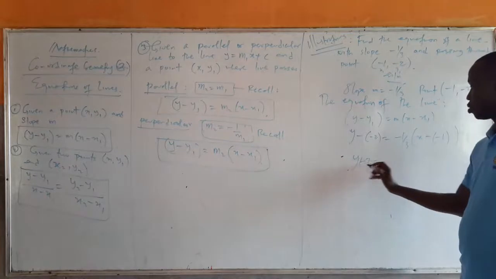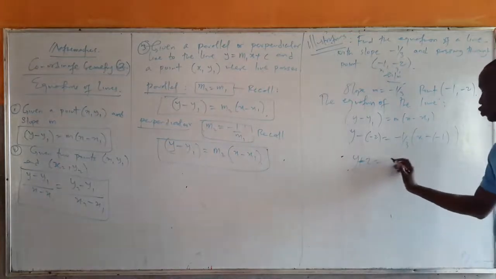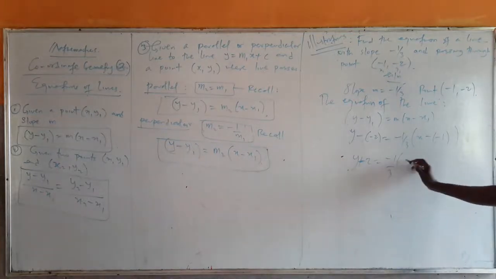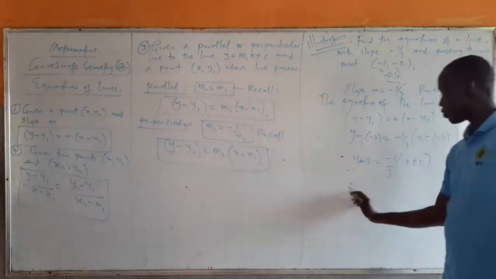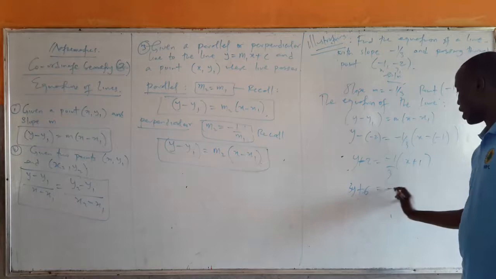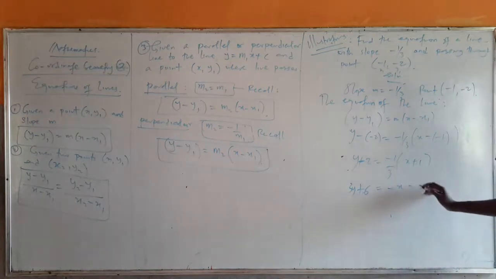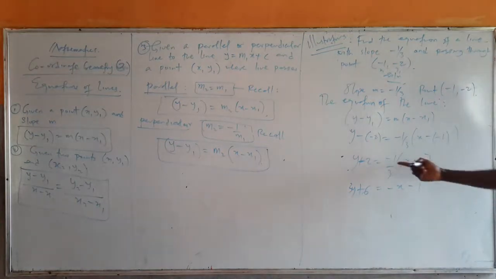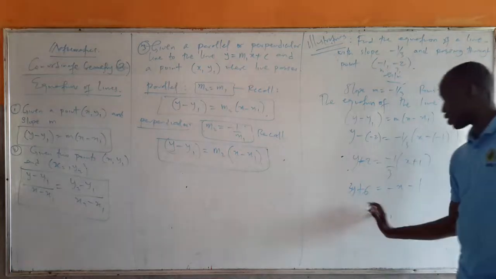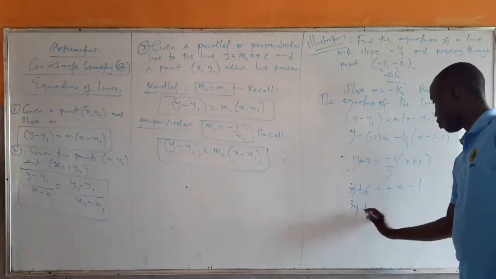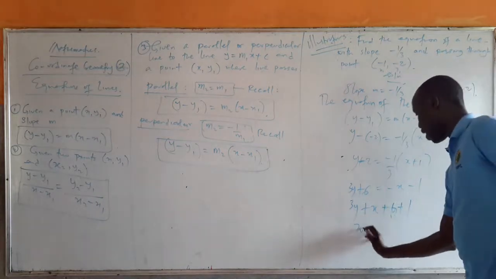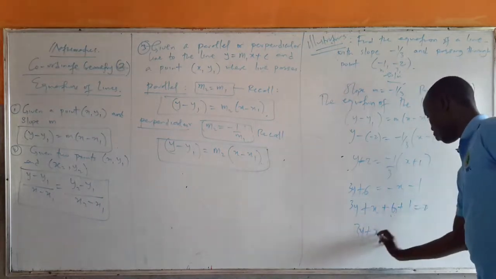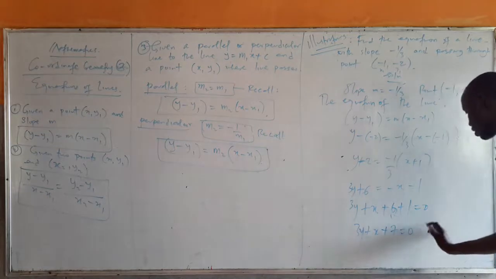So open up the brackets, what do you have here? y + 2 = -1/3 (x + 1). Then you cross multiply, take the 3 to the other side. What do you have? You have 3y + 6 = -x - 1. Okay, use -1 to multiply everything here. So what do we have here? 3y, plus x, plus 6 plus 1. So you have 3y + x + 7 = 0 as the equation of the line.